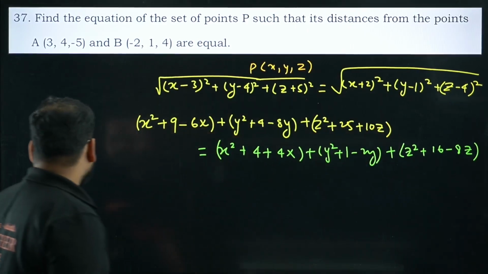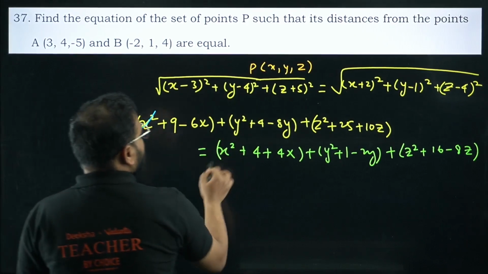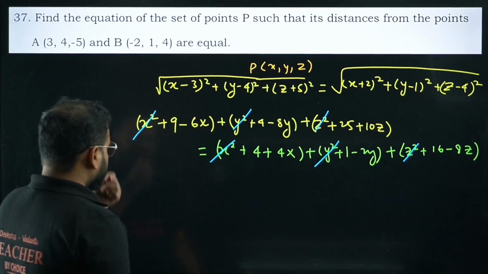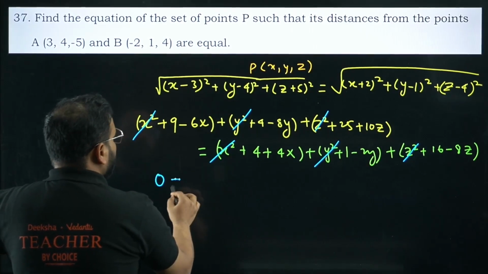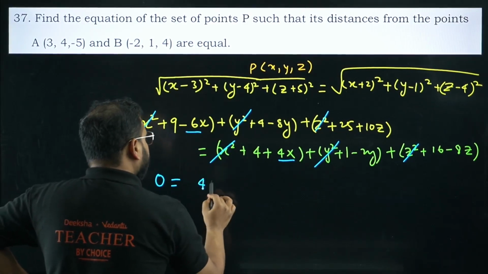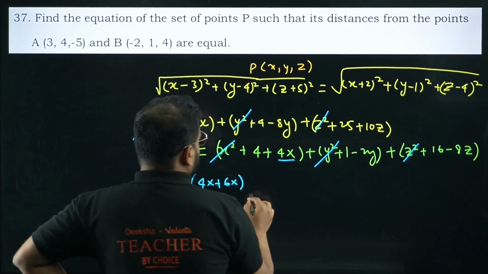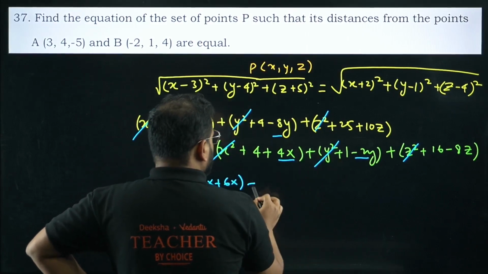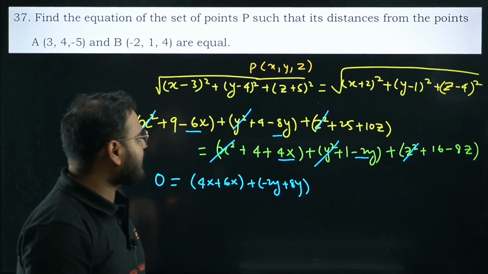What is getting cancelled over here? x square, y square and z square are cancelled. What I'm left with: I'll bring every term on this side and keep only 0 on the other. 4x is there; bringing this minus 6 on this side, it becomes 4x plus 6x, that is 10x. Next, the y term: I have minus 2y here and minus 8y, so it becomes minus 2y plus 8y.